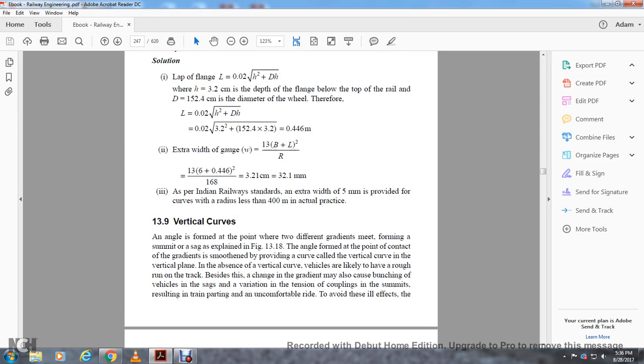Vertical curves. An angle formed at the point where two different gradients meet forms a summit or a sag. To make the contact of gradients smooth, it is provided with a vertical curve in the vertical plane. Without a vertical curve, vehicles are likely to have a rough run on the track because of the sudden change in gradient, which may also cause bunching of the vehicle, variation in tension of the couplings at sags and summits, resulting in train parting and uncomfortable rides.